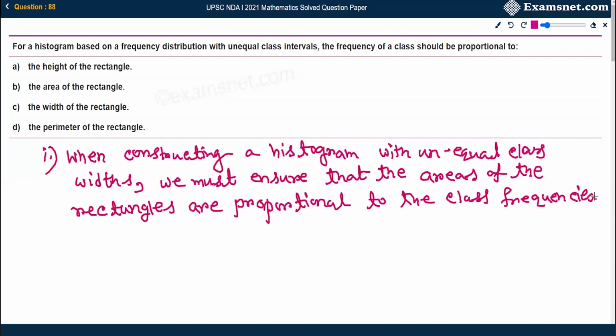And remember, histogram and bar graph are both different. Okay, in a bar graph, the height of the bar denotes the value. But in a histogram, it's not just the height; we need to consider the width in order to determine the height of each rectangle. So it is clear that the frequency of a class is proportional to the area of the rectangle, but not to its height. So here, the frequency of a class should be proportional to the area of the rectangle. Option B is the correct one.